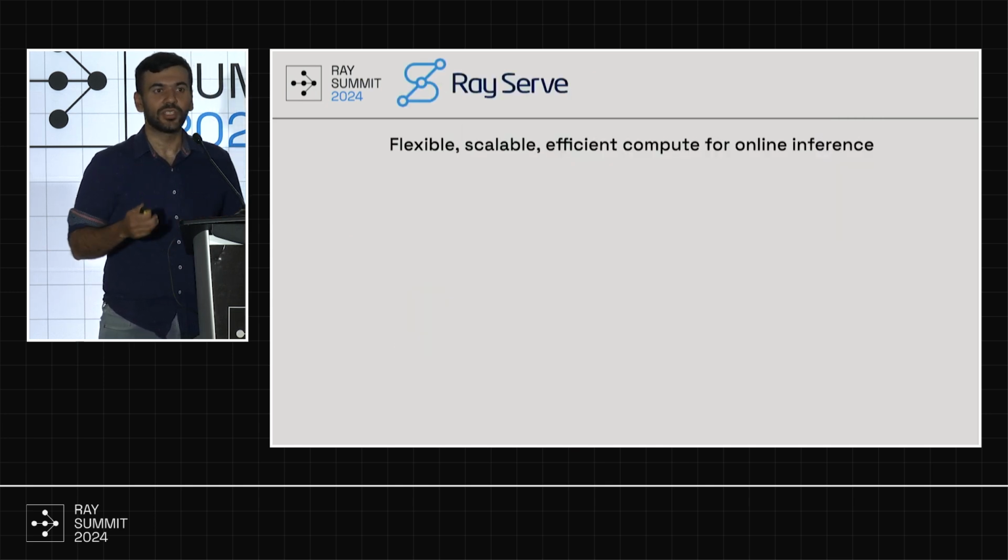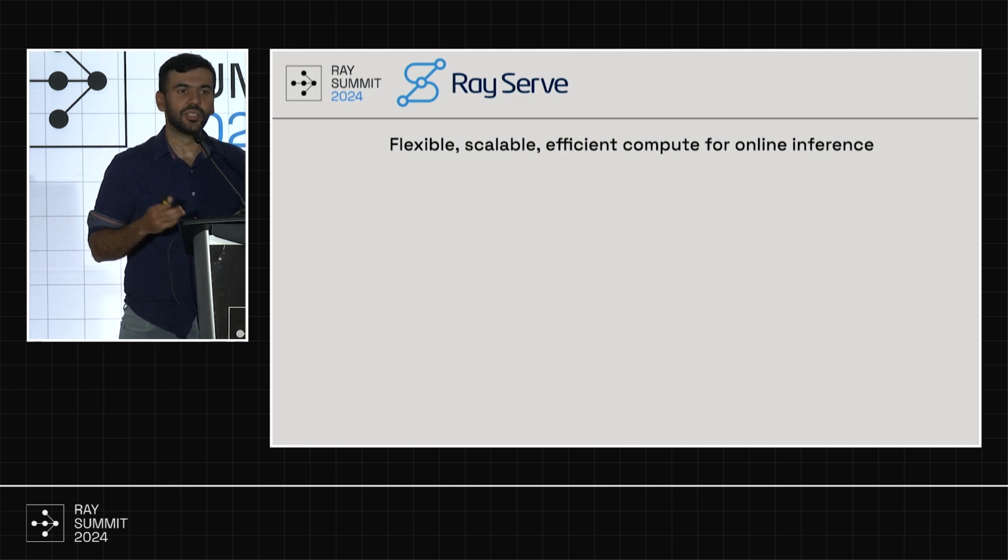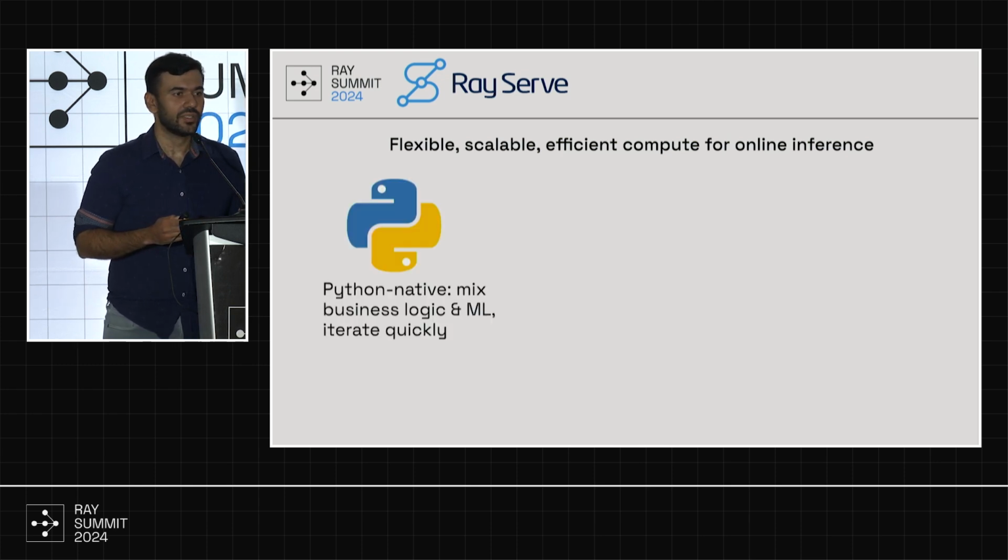So this was the motivation behind building Rayserve. We wanted a flexible, scalable, and efficient framework for online inference. Let's break that down. The first aspect was simplicity. Everyone uses Python for ML development, so this had to be a framework that was Python native, where with a simple decorator you could go to production. With Rayserve, you can just add the serve.deployment decorator on top of your business logic and ML model classes. That's really all it takes for anyone, whether a data scientist or an ML platform engineer, to take a model to production.